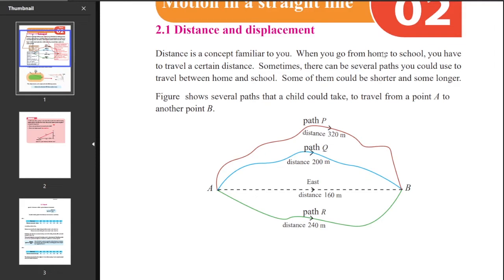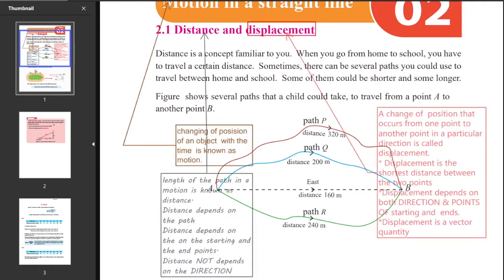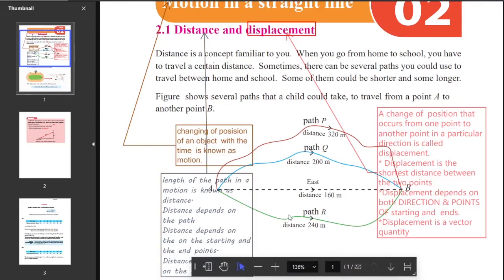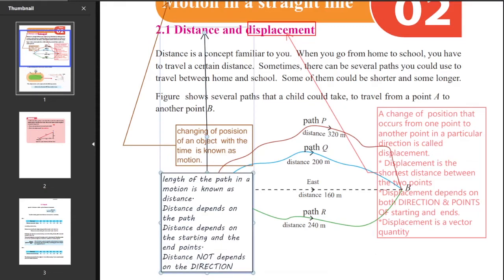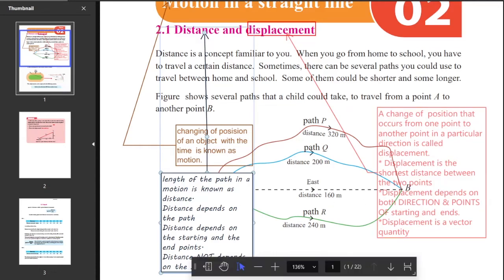Okay, then let's write some notes for this. Here I have given what motion is: the changing of position of an object with time is known as motion. What is distance? The length of the path in a motion is known as the distance. Distance depends on the path. Distance depends on the starting and end points. Distance does not depend on the direction.